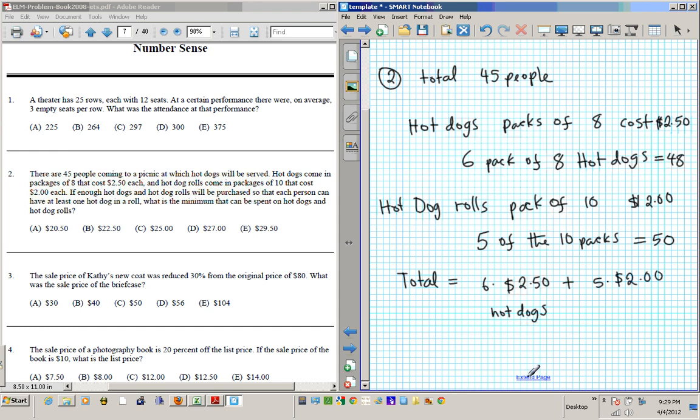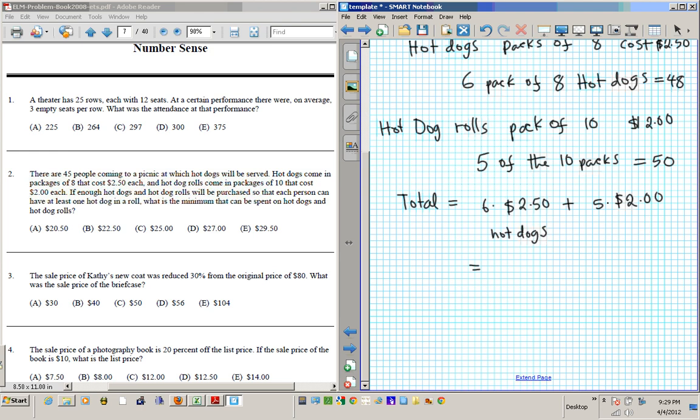If I add it all up, 6 times 250 is $15, plus 5 times 2 is $10, and then the total price is going to be $25. All right, so your answer here is C. Okay, now let's move on to number 3.